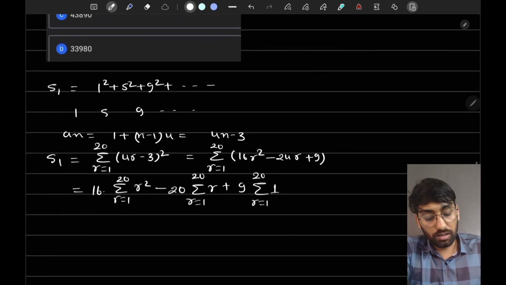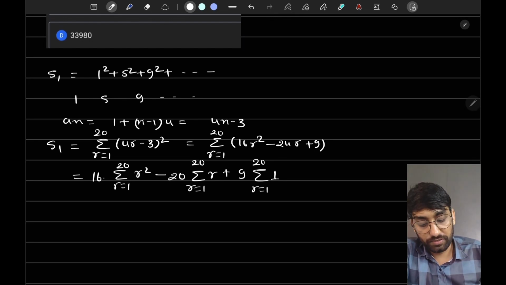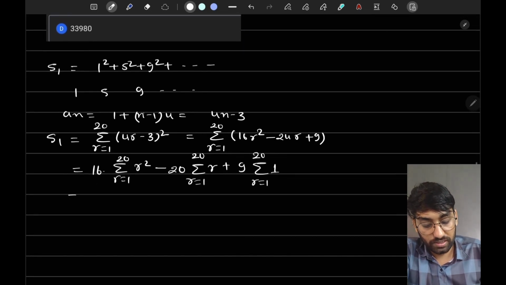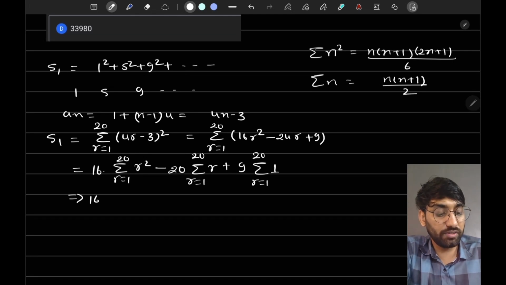Okay. Now closely observe here: r square, r and 1. Summation of r square is the sum of squares of the first natural numbers, so it becomes 16 times summation of n square, which we know is n into n plus 1 into 2n plus 1 by 6. And summation of n is n into n plus 1 by 2. Correct? And here n equals 20.